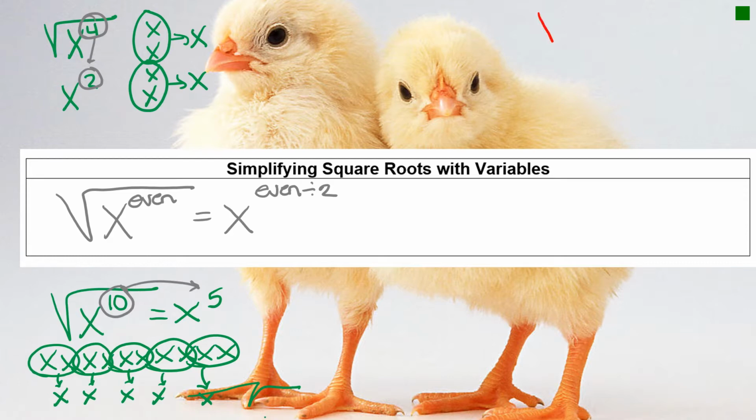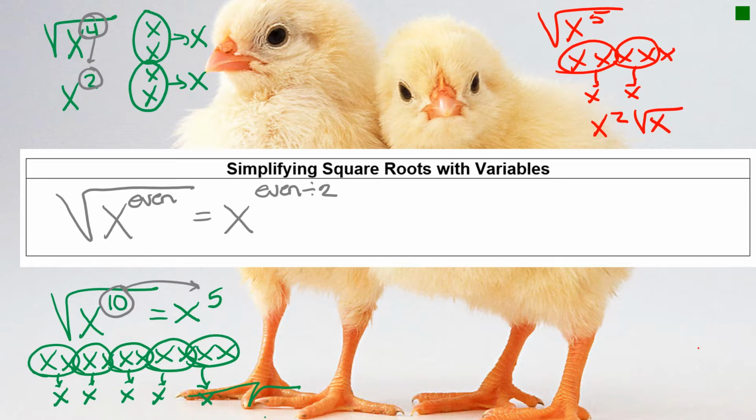Now here's where the problem comes in. What if I take the square root of x to the 5th? That's 1, 2, 3, 4, 5. Pair of x's brings out an x. Pair of x's brings out an x. X times x is x squared. Uh-oh, I have an x left inside. He didn't have a partner. So I feel like I should do orange for these guys' feet, huh?